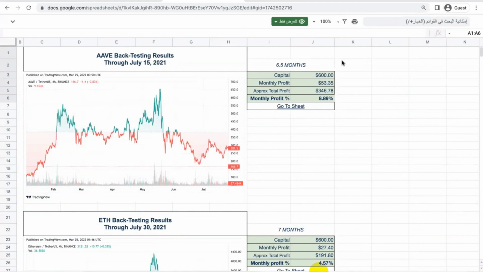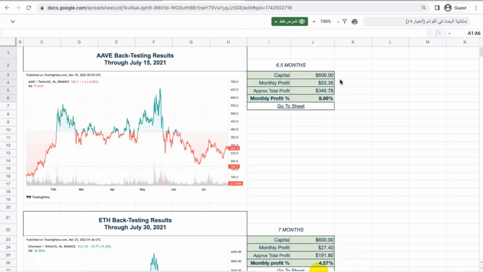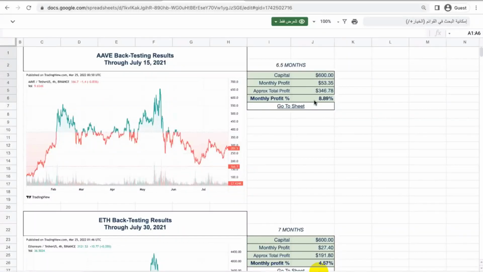January 1st of 2021 through July 15th of 2021. For the 6.5 months, the capital invested was $600. We saw a monthly profit of $53.35, average monthly profit, I should say. And so the approximate total profit was $346.78. From $600, Eazybot was able to generate an additional $346.78. That's a monthly profit, average profit of 8.89%.